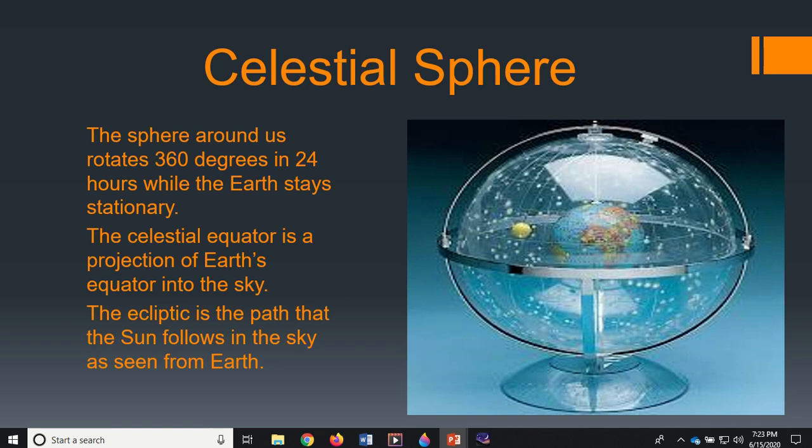The sphere around us, if we imagine Earth being stationary at the center of the universe, rotates 360 degrees in 24 hours while the Earth stays stationary. That's what we're looking at. The celestial equator is a projection of the Earth's equator onto the sky. The ecliptic is the path that the sun follows in the sky of the Earth.